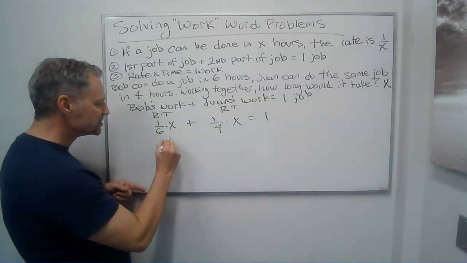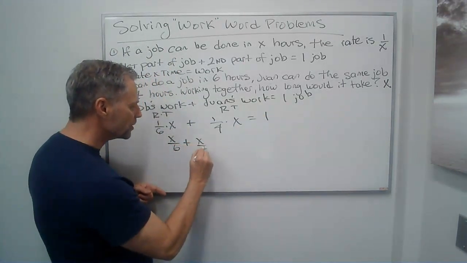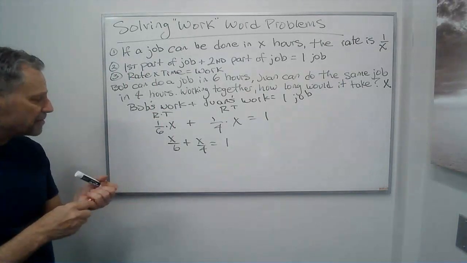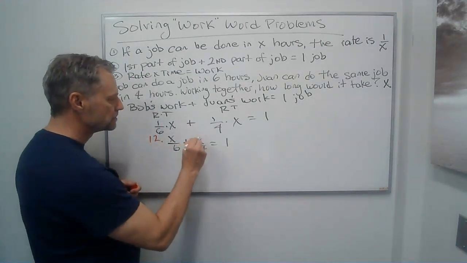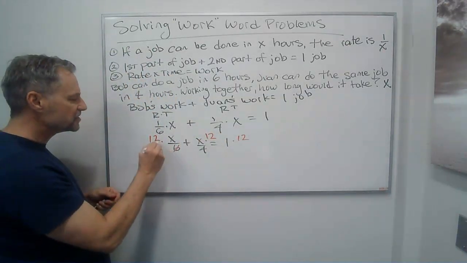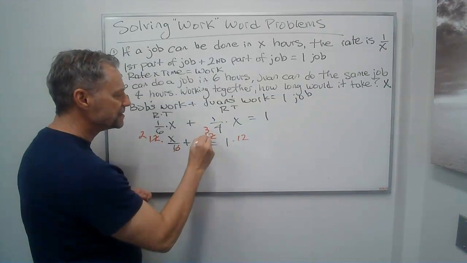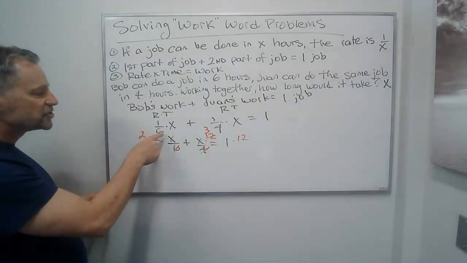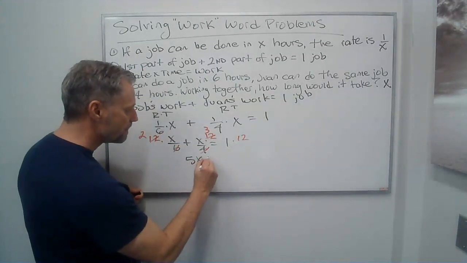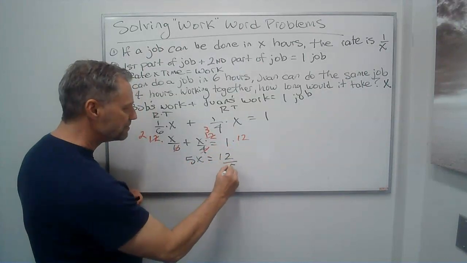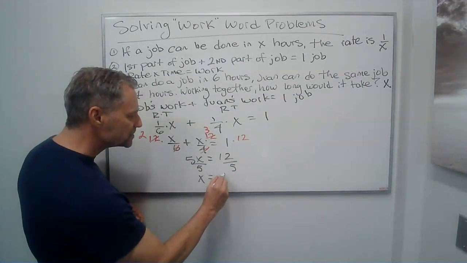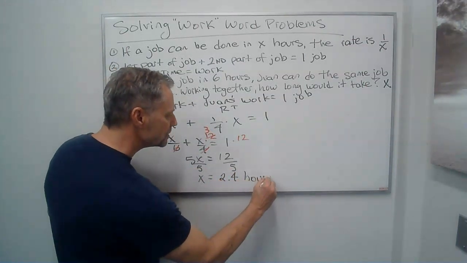Now to make this easier, let's just go X over 6 plus X over 4 equals 1. Now I'm just going to multiply by the LCD, which is 12, to clear my fractions. So I multiply both sides by 12, distribute it over here. 6 goes into 12 twice, 4 goes into 12 3 times. So over here I have 2x plus 3x, let's just call that 5x. And over here I have 12. Well, divide 12 by 5, I get x equals 2.4 hours.